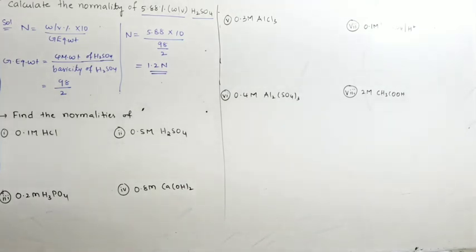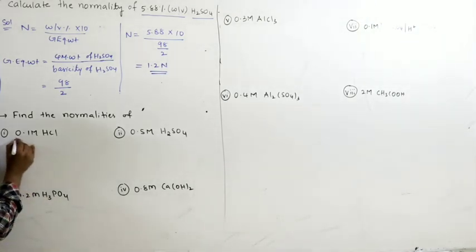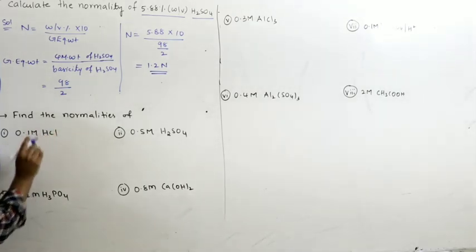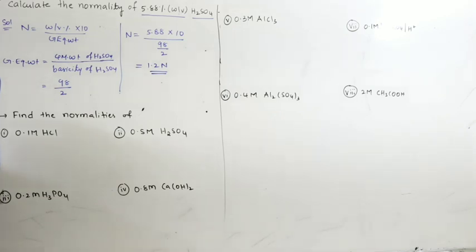So, let us see the next one. Find the normalities of some compounds, right. So, here molarity is given, HCl is given. HCl is acid, first point. What kind of acid? Monobasic acid. Why am I saying that? Because there is one replaceable H plus ion. Therefore, its basicity is 1.